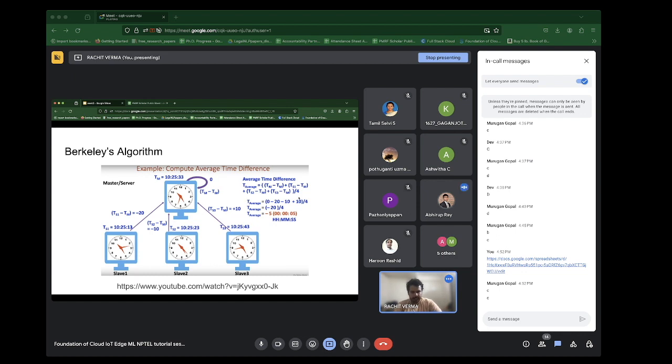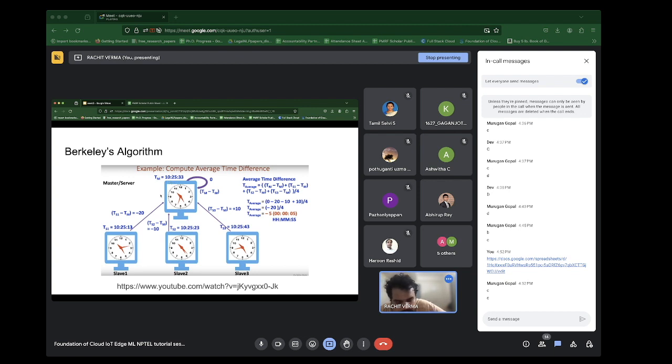Okay. So in the Berkeley formula, what we did was we wanted to average out the difference between the fault tolerant clocks and the main server. Then after that we wanted to average it out, and then take that time and send offsets to each of the various slaves. Right? So over here, first of all we make note of the times. Over here it is 10:25:13, 10:25:23, 10:25:43. Then at TM we have 10:25:33.